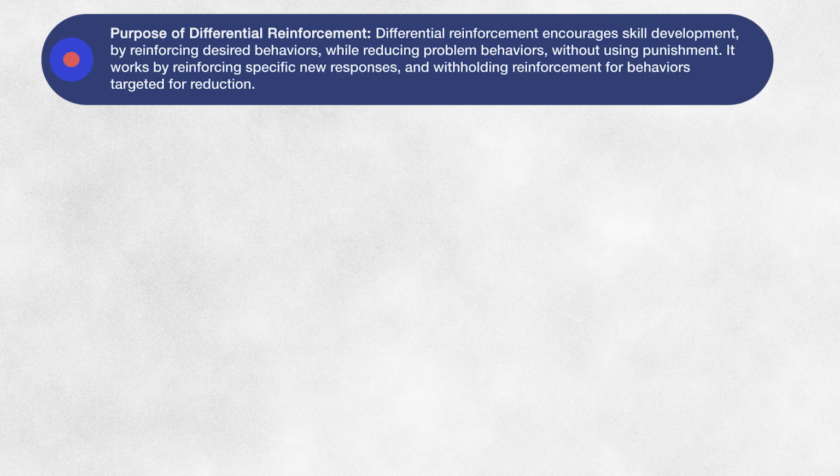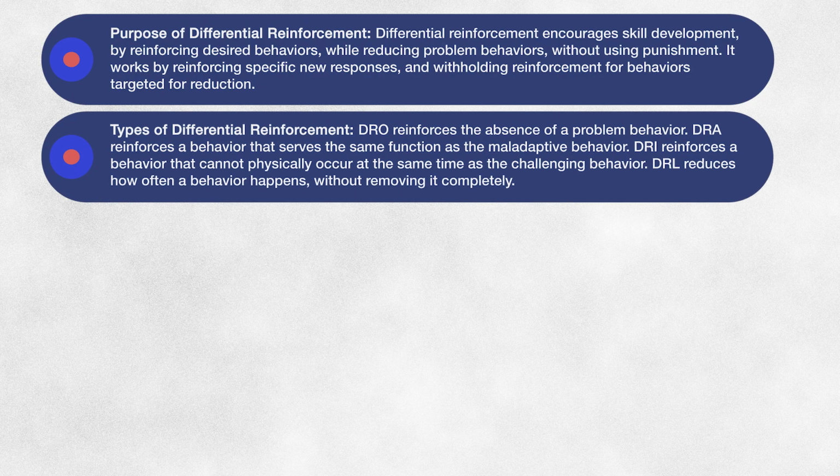Key takeaways for implementing differential reinforcement procedures. Purpose of differential reinforcement. Differential reinforcement encourages skill development by reinforcing desired behaviors, while reducing problem behaviors without using punishment. It works by reinforcing specific new responses and withholding reinforcement for behaviors targeted for reduction. Types of differential reinforcement. DRO reinforces the absence of a problem behavior.